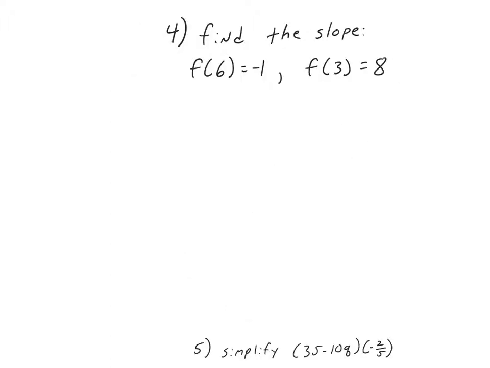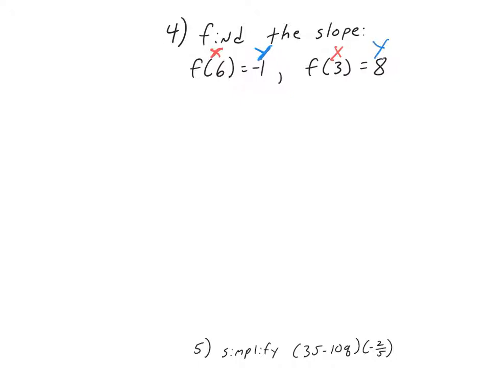Number 4, we're going to find the slope. And this is still one that's confusing a lot of people. So we have f of 6 is equal to -1. That's how we would read that first one. So what we're doing is we're taking the 6 and putting it into the function. So the 6 is the x value, the input. And then what we get out from the function is the y value. We don't know what the function is, but we know the results of it. Same thing on the other one. We're putting in the 3, so it's the x, and we're getting out the 8, so it's the y.